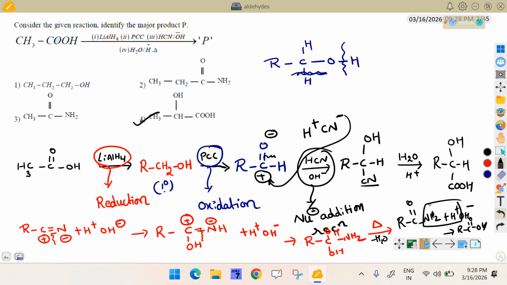Simply remember: cyanides undergo complete hydrolysis, then it gives carboxylic acids. So the fourth option is the correct option.